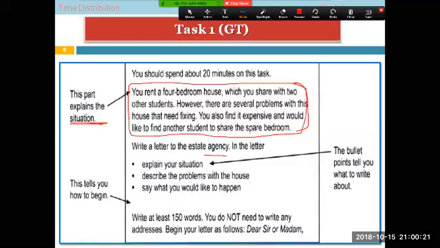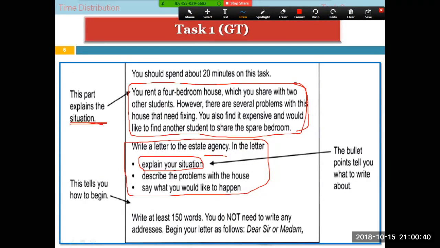Now, the second part of the task one tells you what all things you have to include in the letter. Now, if you see, write a letter to a state agency. In the letter, explain your situation. And in this part, you are not going to assume anything from your own side. You will restrict your description of this situation to the given situation only.